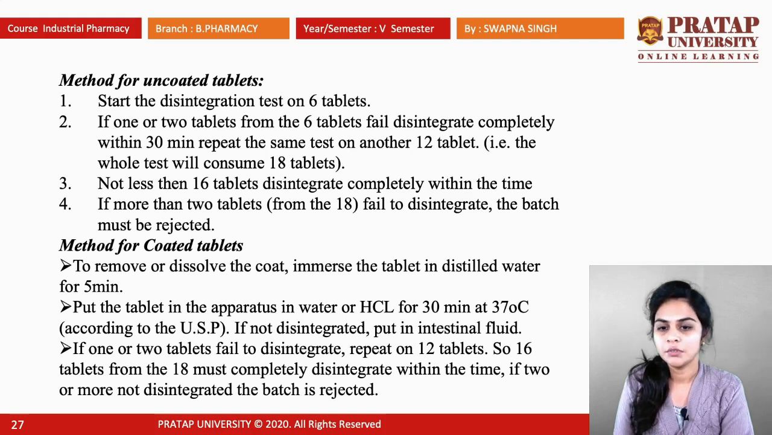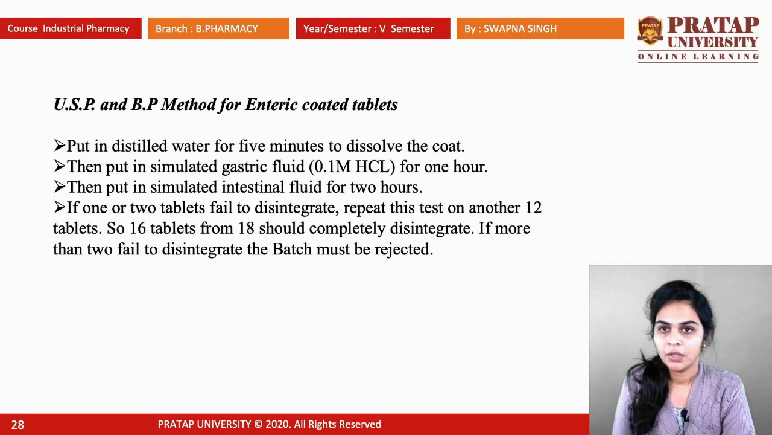If 1 or 2 tablets fail to disintegrate, repeat the process on 12 tablets, so 16 tablets from 18 must completely disintegrate within the time. If more than 2 do not disintegrate, the batch is rejected.